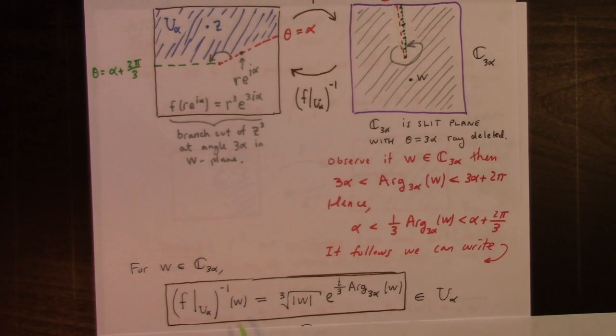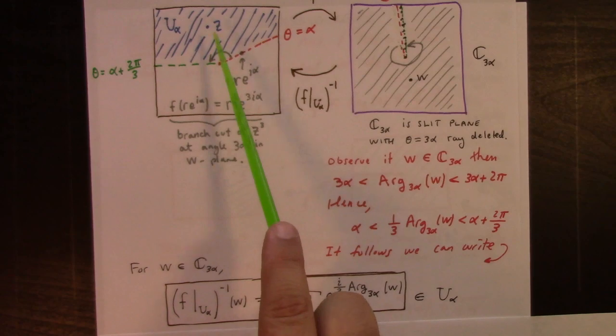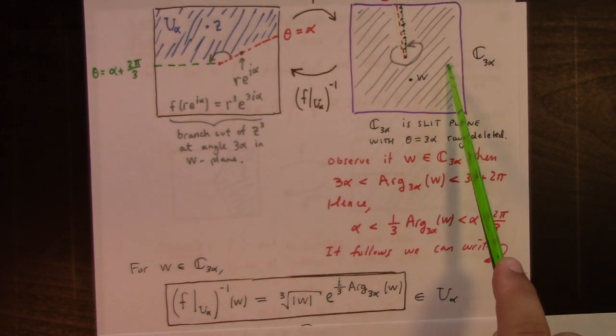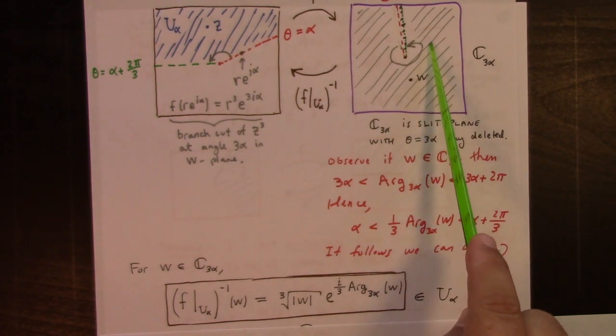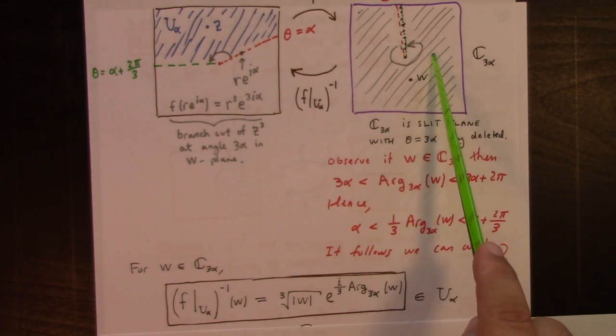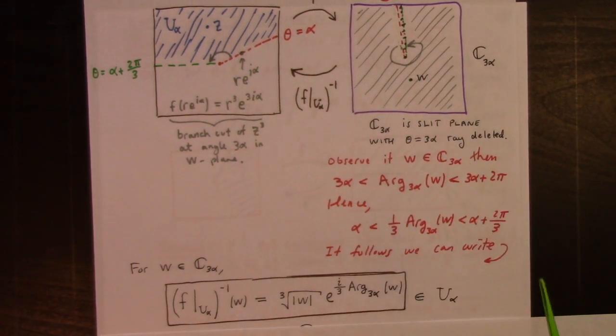So the inverse function for the cube with respect to this guy is the cube root of the modulus of w, e to the i over 3, arg 3 alpha of w. This will be, by construction, an element of U alpha, which is what we want. We want the slit complex plane to map back to this, right? The range of the restriction should be the domain of the local inverse, and vice versa.